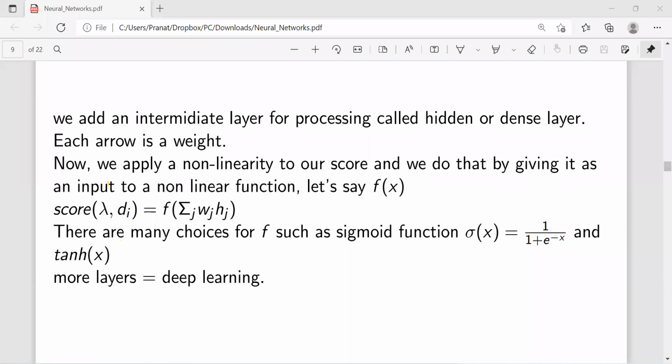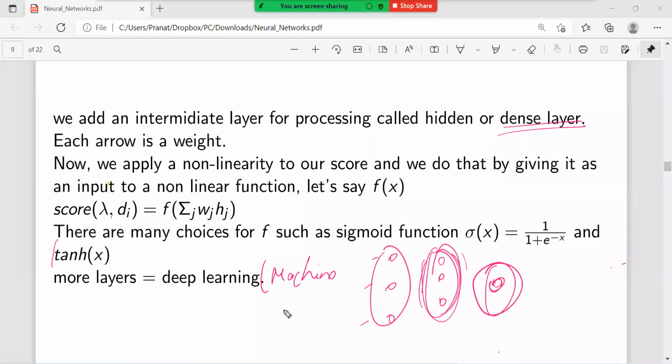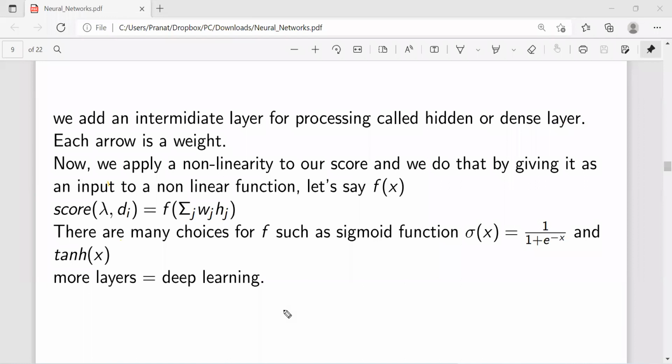So when we add hidden layers or dense layers to our neural network, it's not just a neural network, it becomes deep learning, or you can just call it at this point machine learning. So we have input layer, output layer, and if we add another dense layer for computation, it becomes machine learning or deep learning.